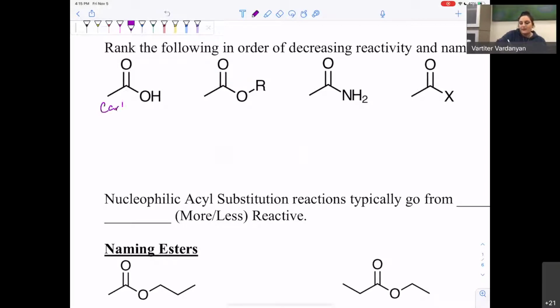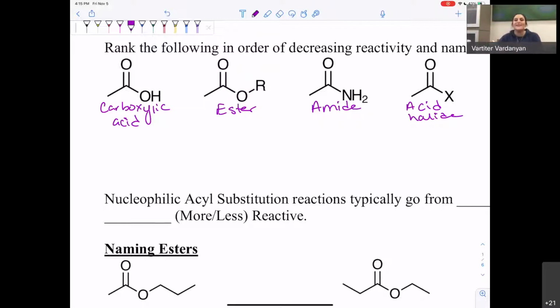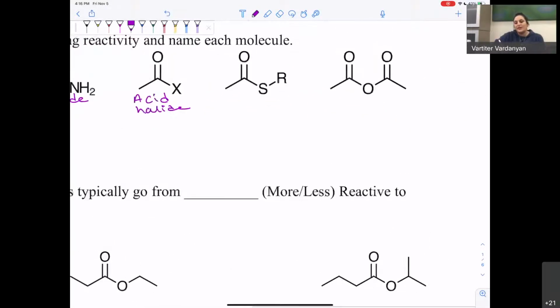So, we have our carboxylic acid, and then we have our ester. And then we have our amide. And then Katrina, being the lovely person she is, mentioned that this guy is called an acid halide. And we can also call it an alkyl halide. Moving to the right, this guy is called a thioester. Thio just means it's an ester, but the O is swapped with an S. And then this is an acid anhydride.